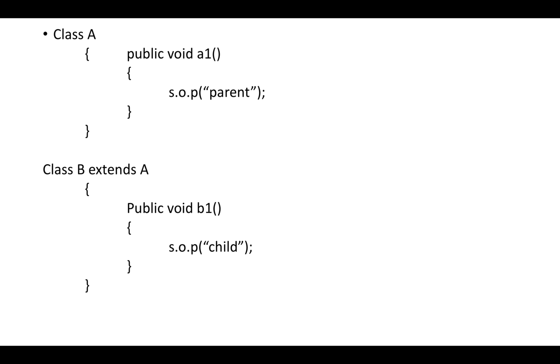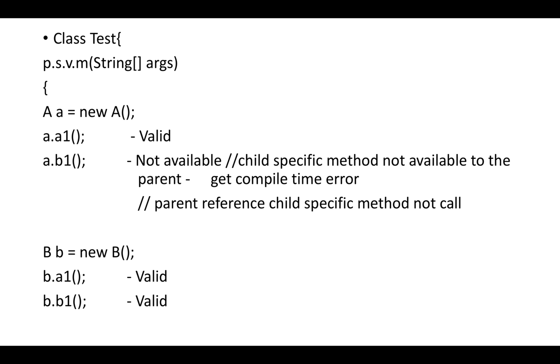You can see in this example we have two classes, and class B extends from class A. So class B is a child class of class A, and in both classes we have different methods. In class A we have A1, and in class B we have B1. But class B can access the parent, class A, information because it's a child class. So from class B we can call the parent class method A1.